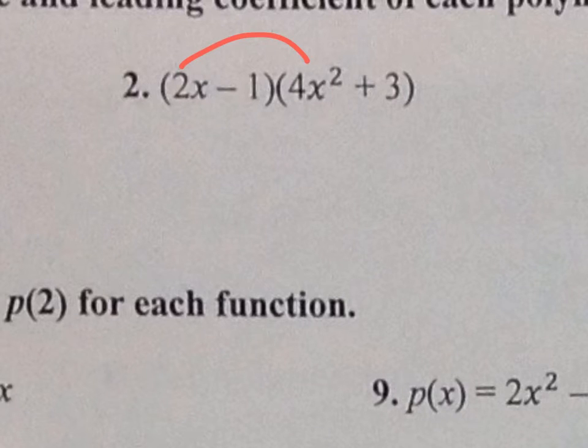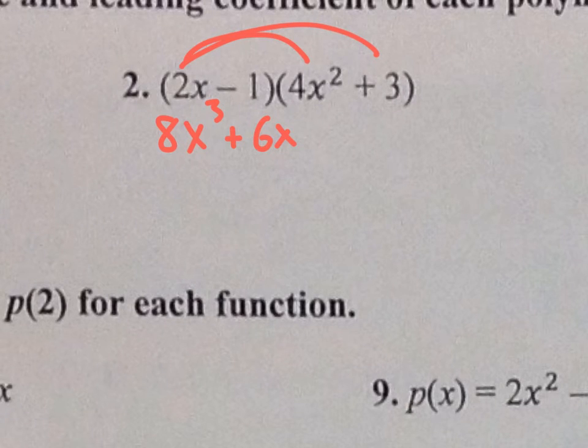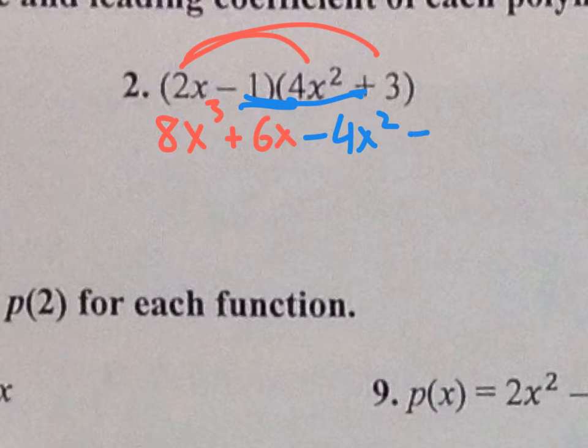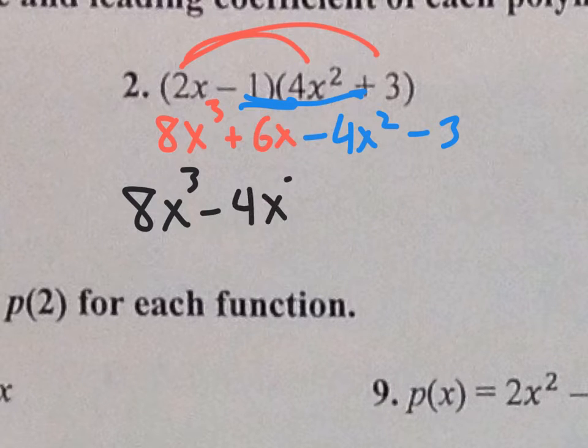So 2x times 4x squared becomes 8x to the third. 2x times 3 is 6x. And then we have negative 1. Negative 1 times 4x squared becomes negative 4x squared. Then negative 1 times positive 3 is negative 3. And of course, it's still not in standard form. You have to write it in correct order, from largest exponent down to smallest. So 8x to the third minus 4x squared plus 6x minus 3.